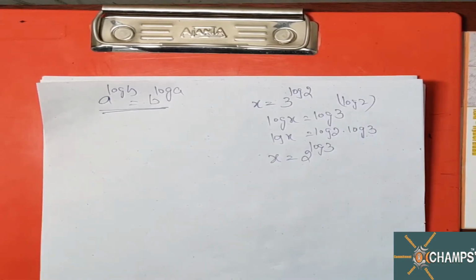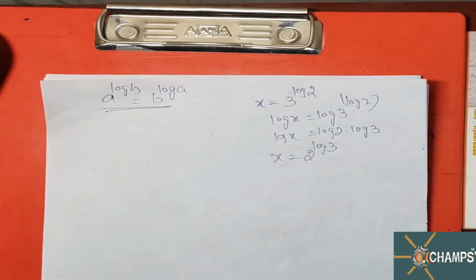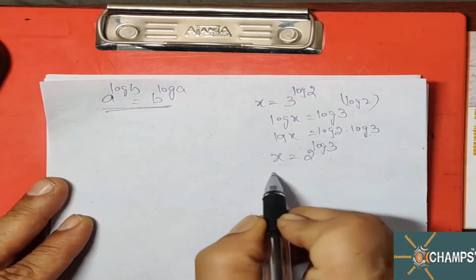Once again, this time consider 2 power log 3. x is equal to 2 power log 3.